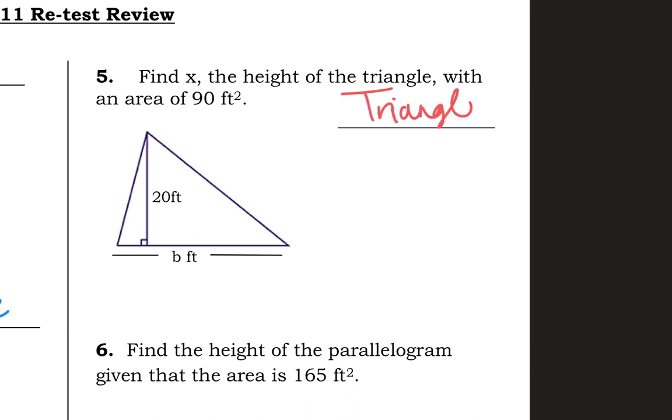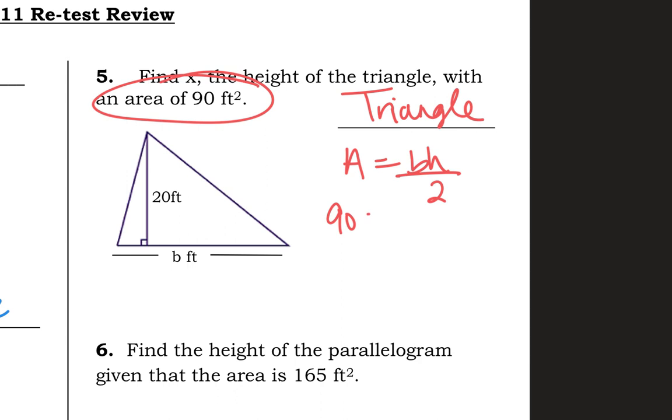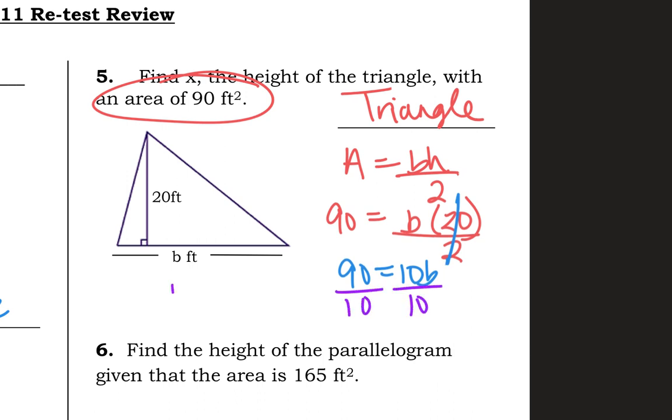So again, look for your shape, look at your formula. On the formula chart, we have where the B and the H should be located. On this one, I give you the area. The area is 90. Our base, we don't have, but our height is 20, divided by 2. Since this is divisible by 2, I can go ahead and make that a 10, 10b. Our last step would be to divide by 10, so our base should have a value of 9.